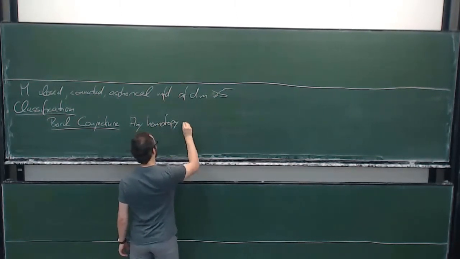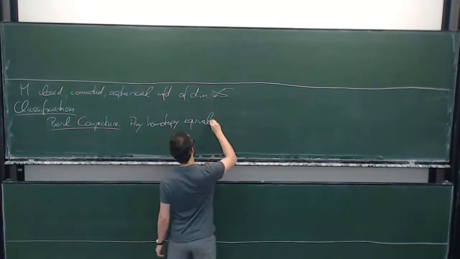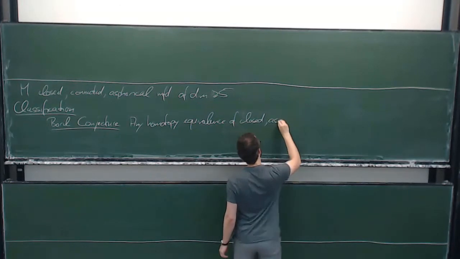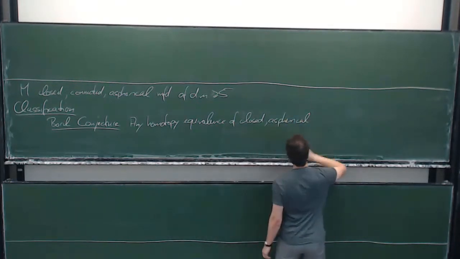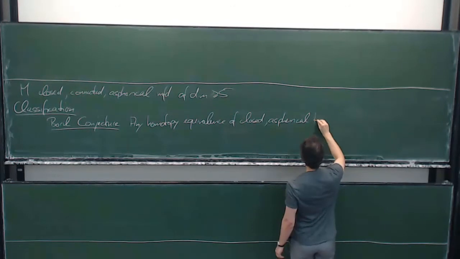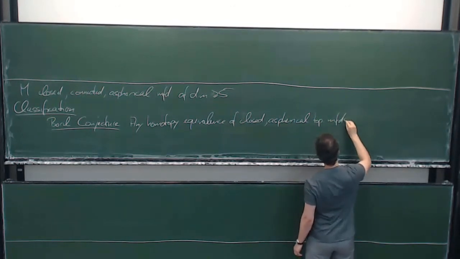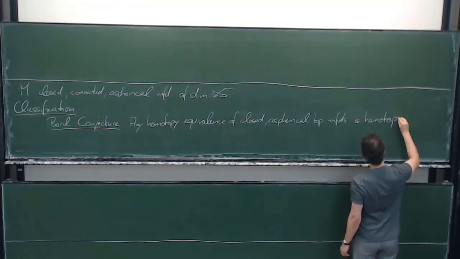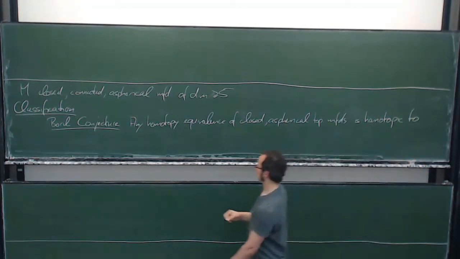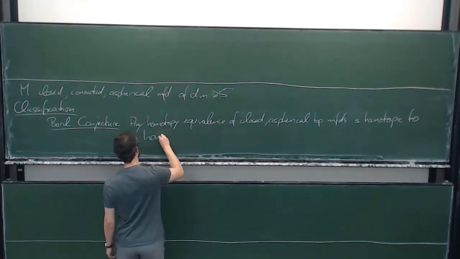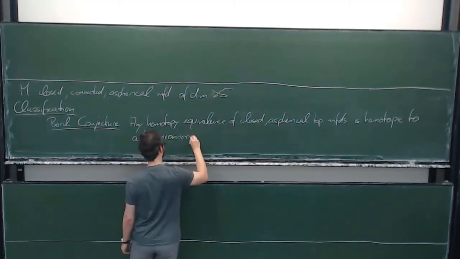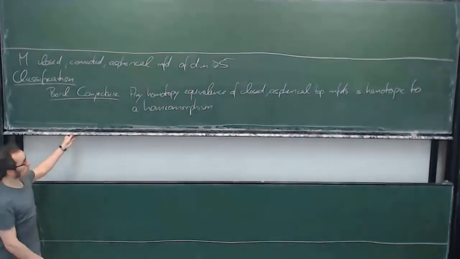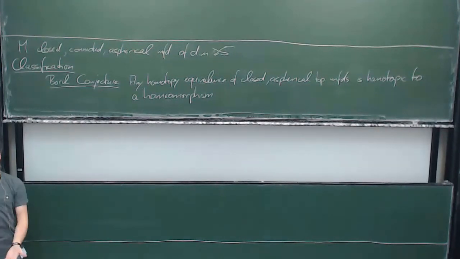Any homotopy equivalence of closed aspherical topological manifolds is homotopic to a homeomorphism. In particular, the homeomorphism type of such a manifold is completely determined by its fundamental group.